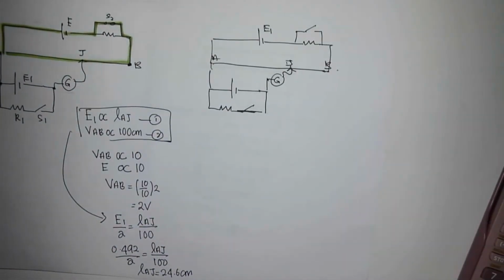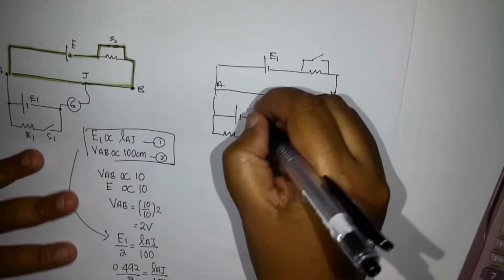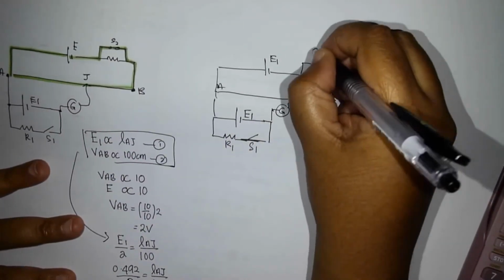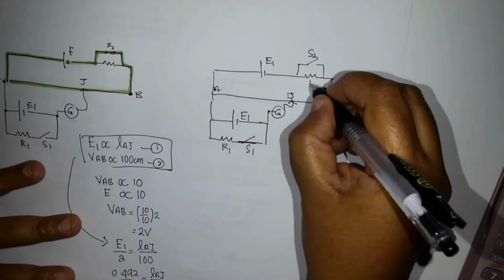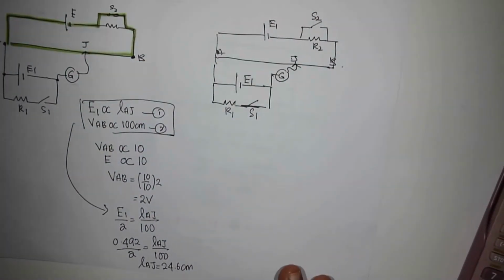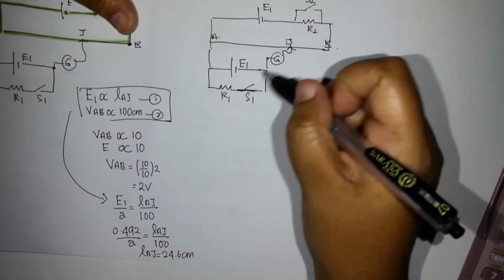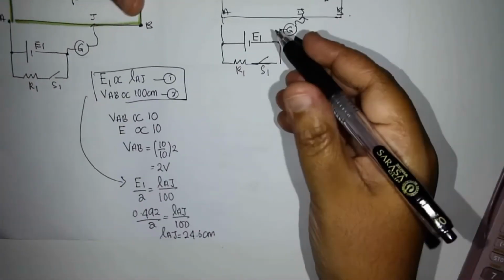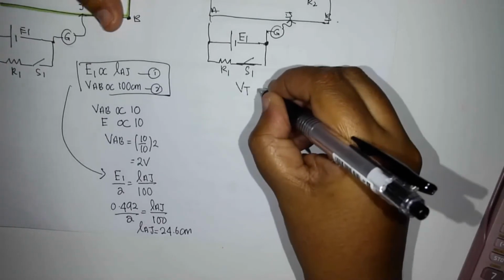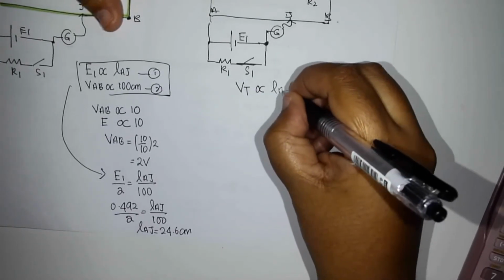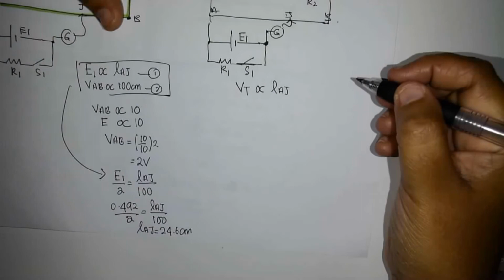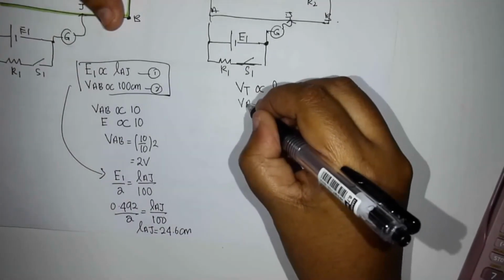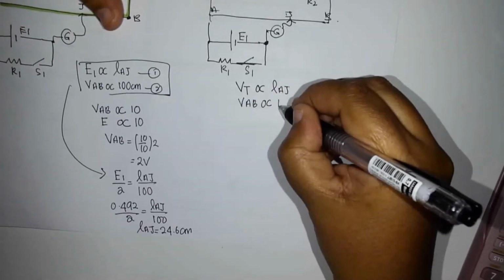Okay, let me fill up this one. This is E1, this is R1, this is S1, this is S2, this is R2. Now, the potentiometer, when this is closed, will read the voltage from this point to this point, the voltage terminal. So the voltage terminal VT is directly proportional to length AJ.